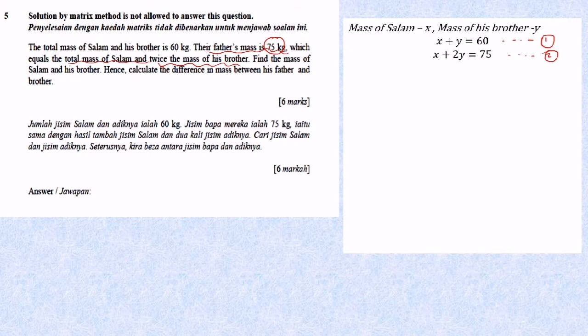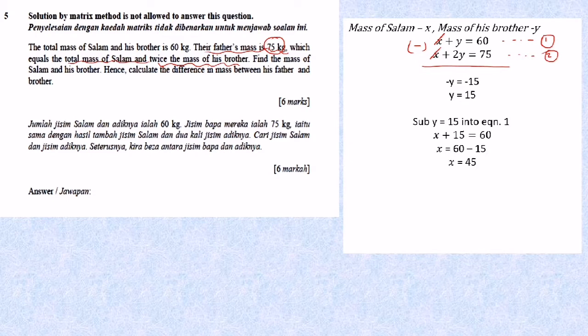And we use the elimination method to solve this question. Cancel S, so it's minus. Y minus 2Y equals negative Y. 60 minus 75 equals negative 15. Y equals 15. Substitute Y equals 15 into equation 1. S plus 15 equals 60. S equals 45.